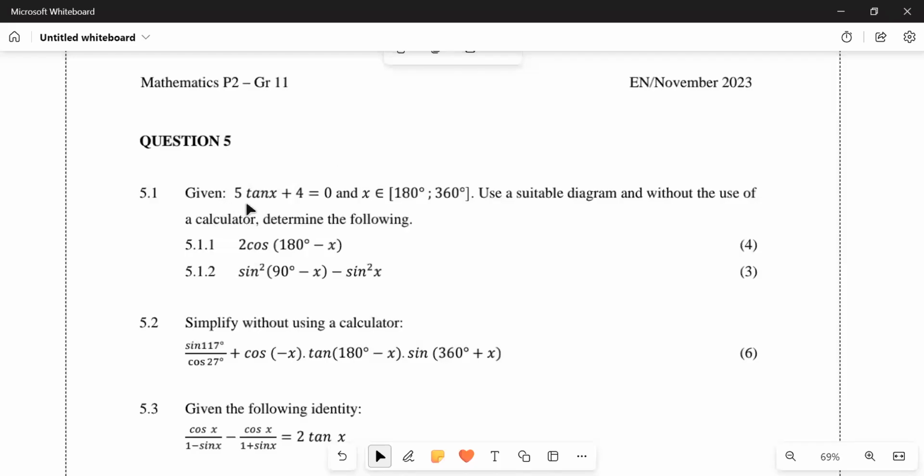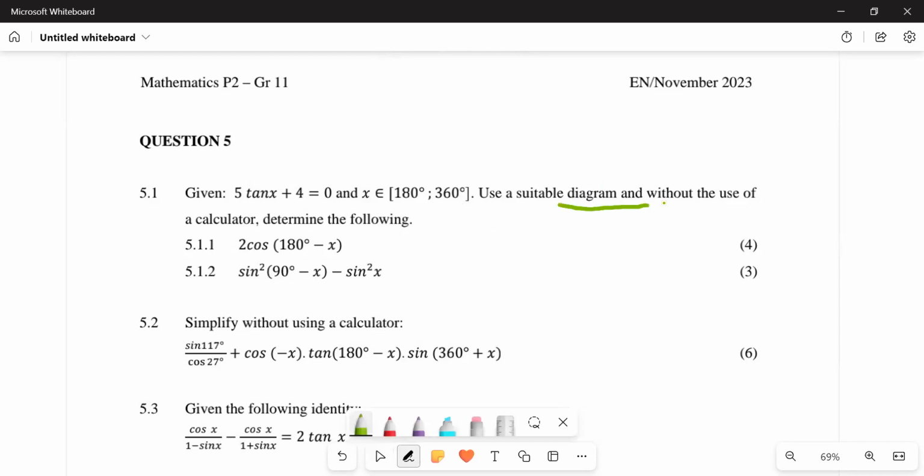Here, we are given that 5 tan x plus 4 is equal to 0, where x is an element between 108 up until 360. And then they went on to say, use a diagram. So if you're going to use a diagram without the use of a calculator, you're going to first start by putting this thing here. You're going to make the trig ratio to be the subject.